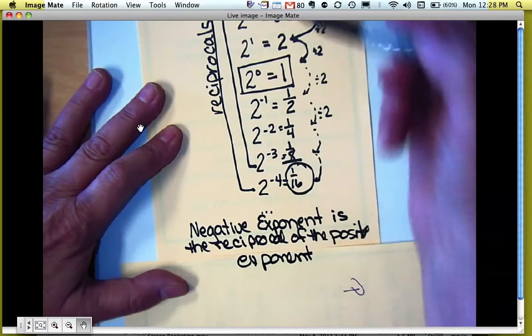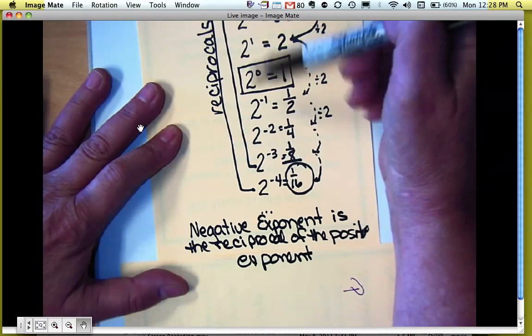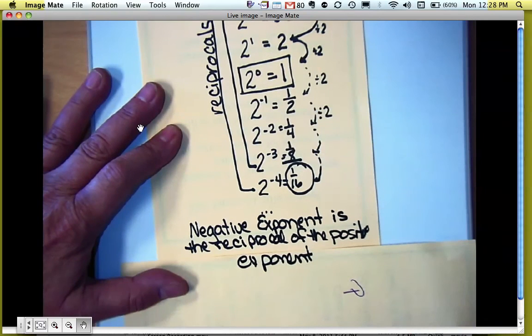So if you just remember that when you have a positive exponent and a negative exponent, they're reciprocals, it makes it easy.